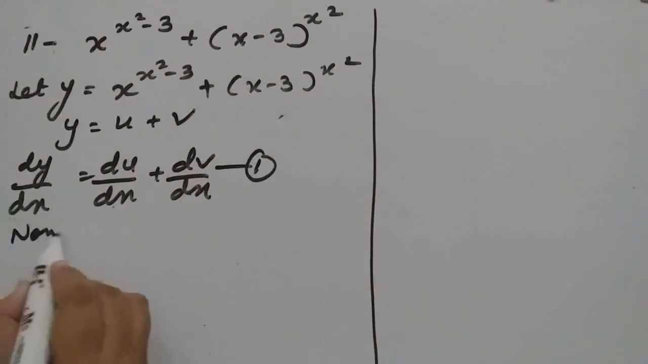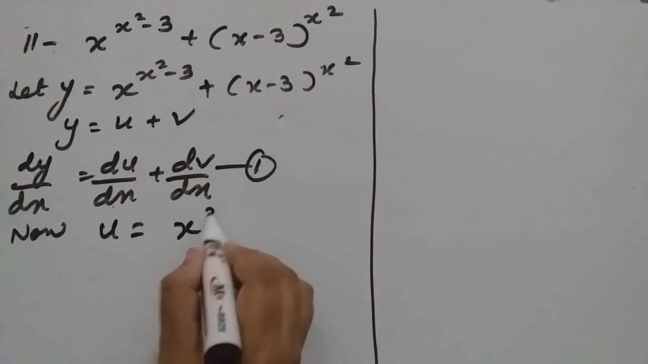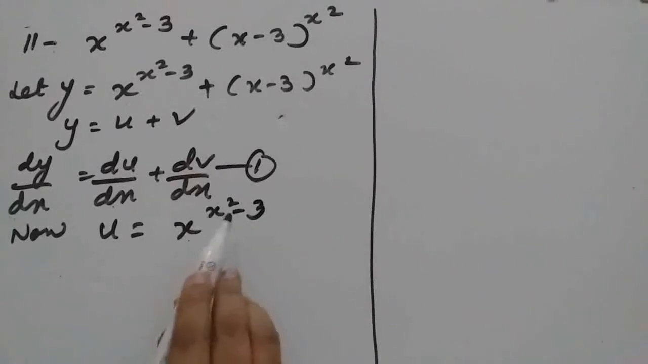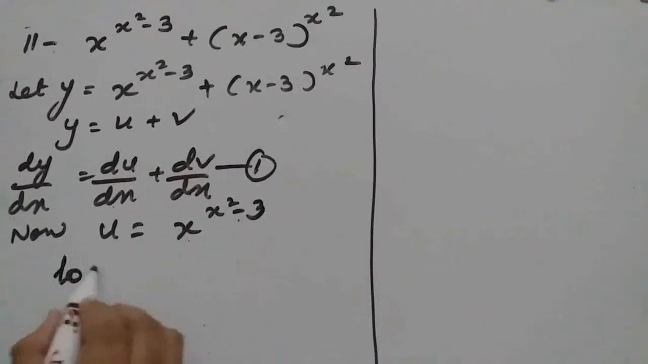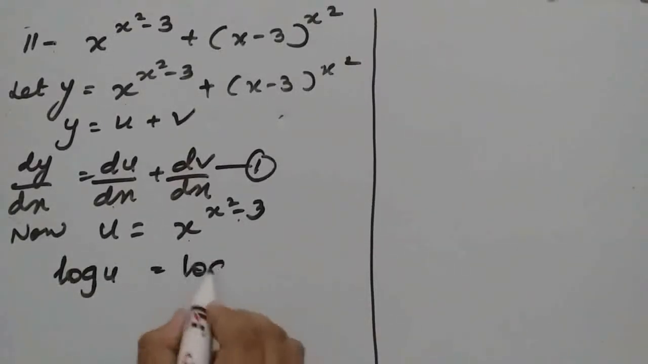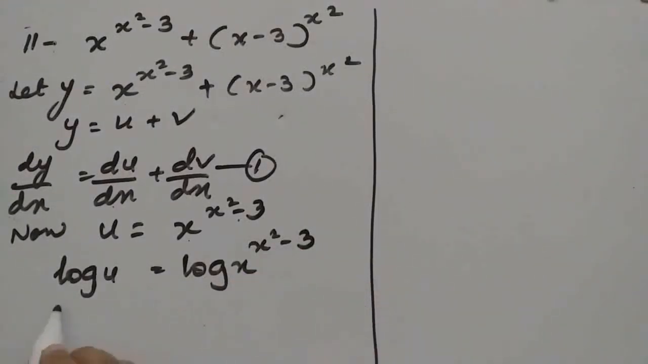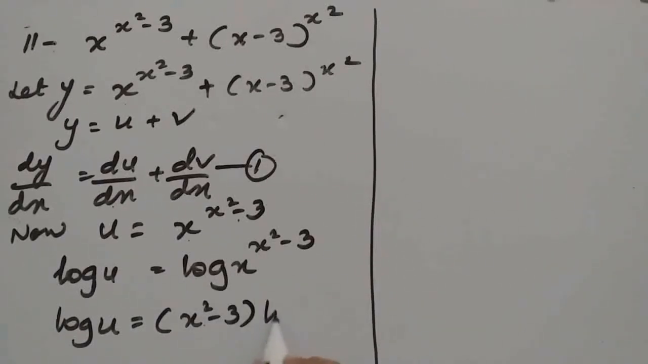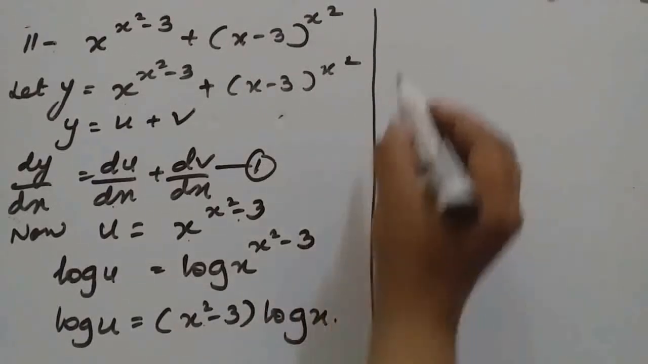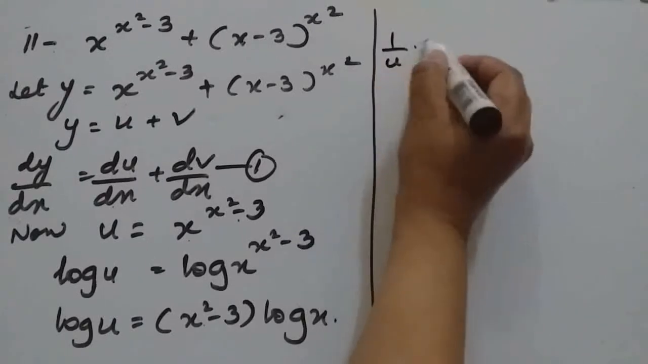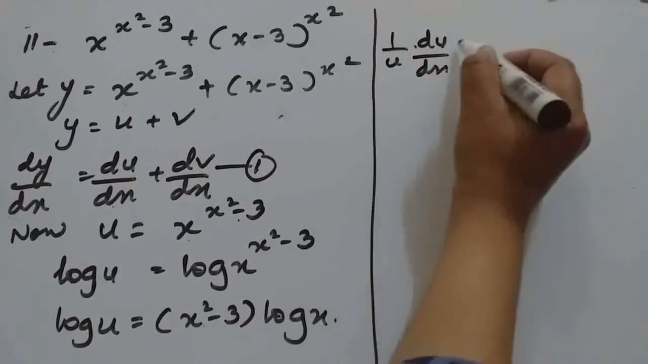So now u is what? x power x square minus 3, function power function. So log u will be log x power x square minus 3. So log u will be x square minus 3 into log x. Now differentiate with respect to x.